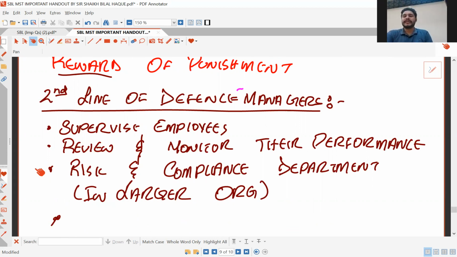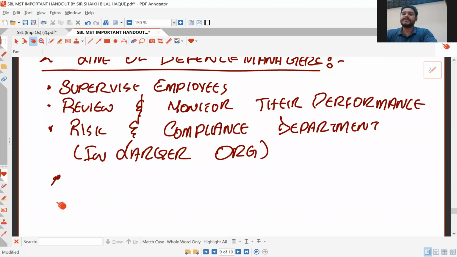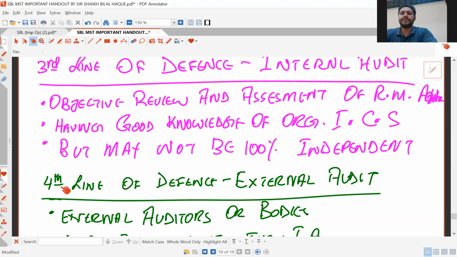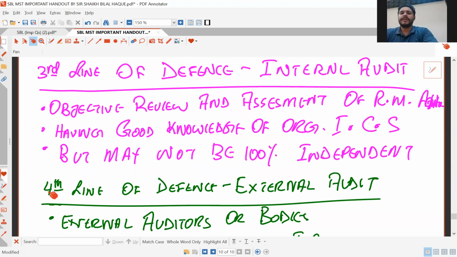Then if I move towards the second line of defense, that is for the managers. It says that you need to supervise the employees, review and monitor their performance. A risk and compliance department in larger organizations will help the manager to perform the duties well. Along with this, the management or the board will also be in a position to evaluate the management strategies along with the control element.